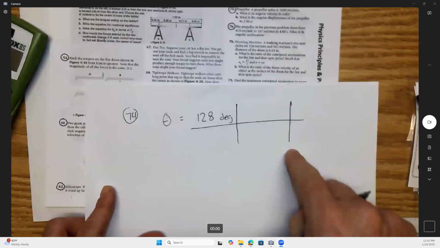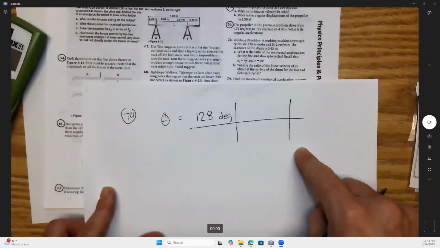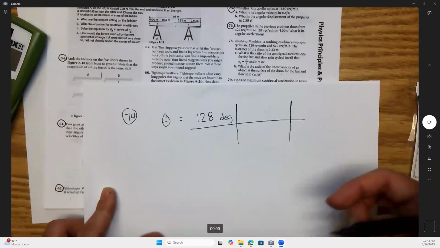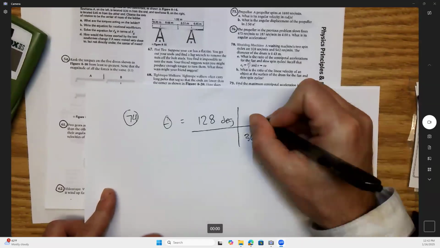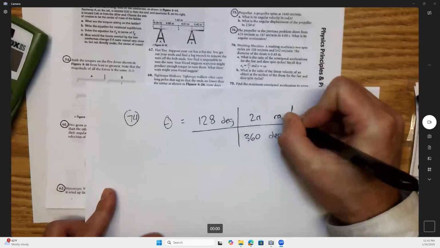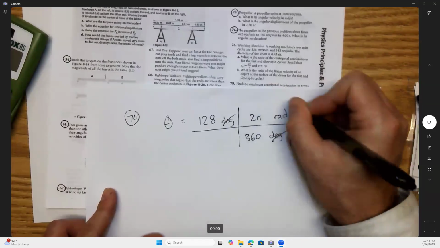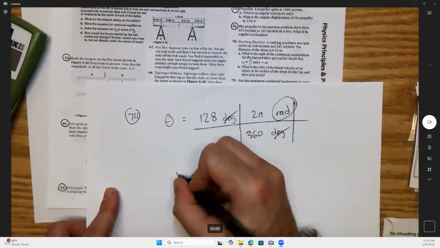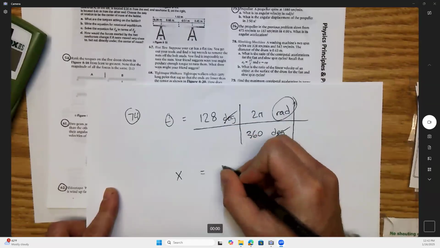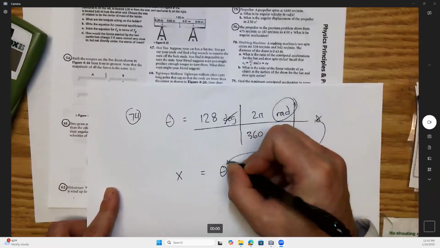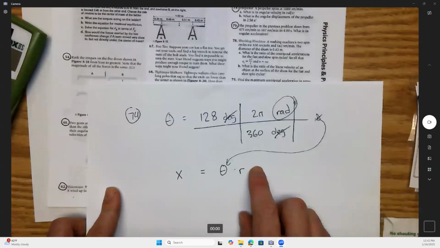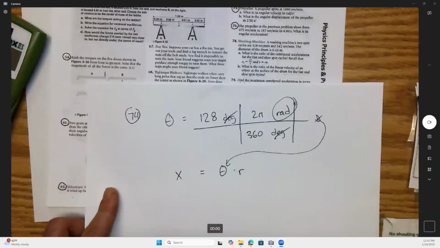Guys, one trip around the circle is how many degrees? 360. And how many radians is that? 2 pi. Okay, so 360 degrees is equivalent to 2 pi radians. I get some number of radians out of that. And now you can apply that the distance moved is theta times r, because now you have theta in radians, whatever that is, feeds right in there. Times so many centimeters radius gives you so many centimeters moved.